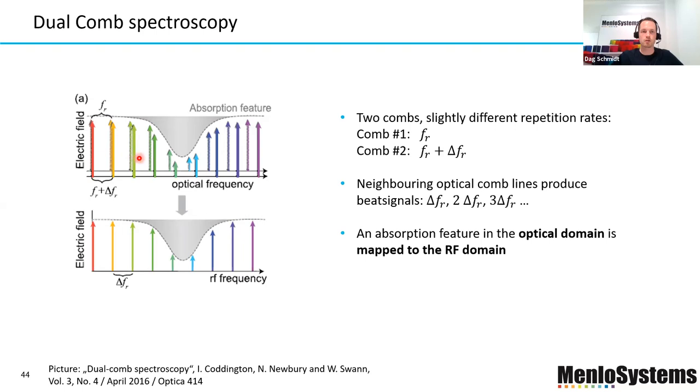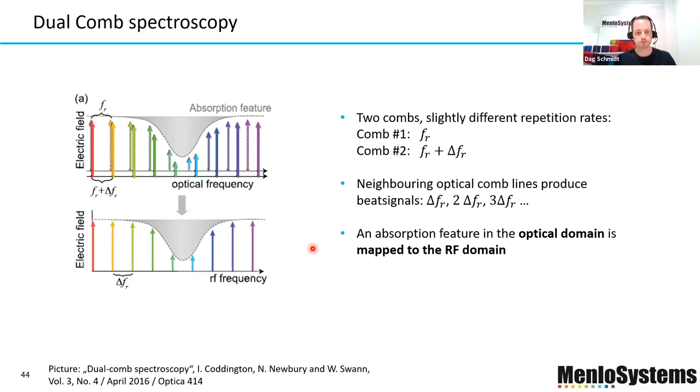And these neighboring comb modes will produce beat signals, of course, exactly at the value delta f_r, two delta f_r, three delta f_r, and so on. And this means that you get a comb in the RF domain with a separation here of delta f_r. And this also means if these comb lines are going through your atomic or molecular sample and part of them get absorbed, then also the beat signals will drop in intensity. So the absorption feature here in the optical domain is mapped down to the RF domain. And this is really the key of dual comb spectroscopy.